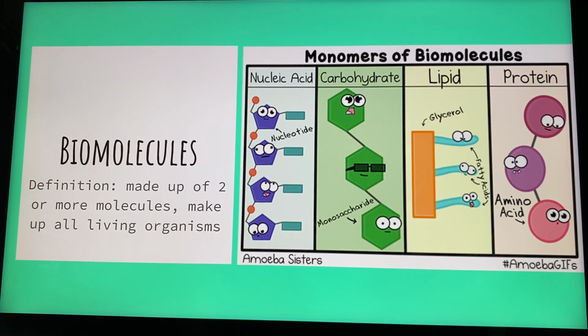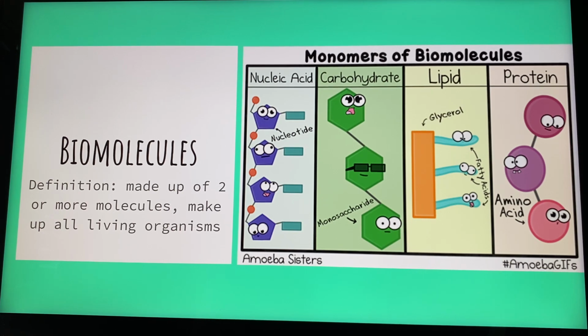So today we are going to talk about biomolecules. I think we talked about that last week. Remember, biomolecules are made up of 2 or more molecules, and they make up all living organisms. Remember, bio means life, okay? If it's just a molecule, it doesn't necessarily support life. We're going to talk about 4 of them.